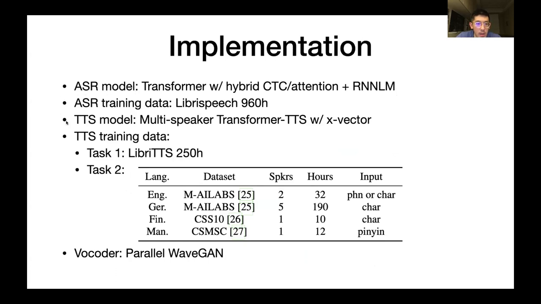The ASR model and the TTS model were based on the Transformer, which is the sequence-to-sequence state-of-the-art. And for the datasets, we used LibriSpeech, LibriTTS, and many other datasets that are publicly available. Finally, we used Parallel WaveGAN because it is a real-time neural vocoder.